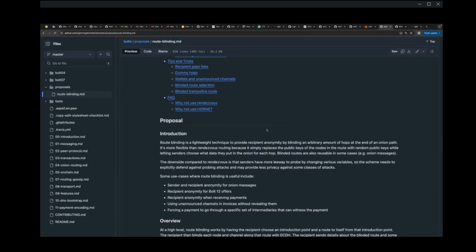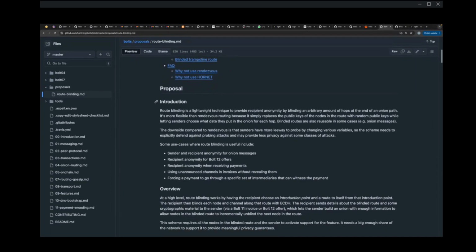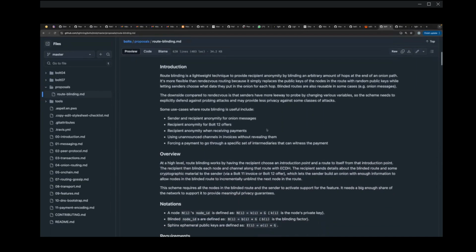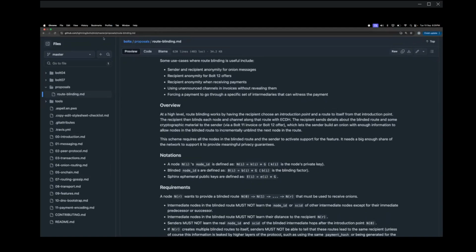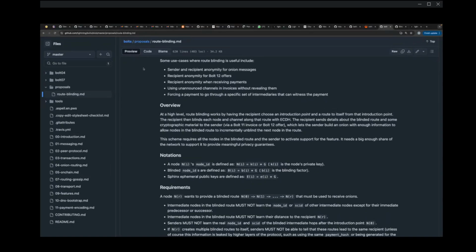This one's going to be heavy on cryptography. As you can see, this proposal is inside the BOLTs repository. This is the main spec for the Lightning Network. If you have any doubt regarding anything in Lightning, this is where you want to read about it.